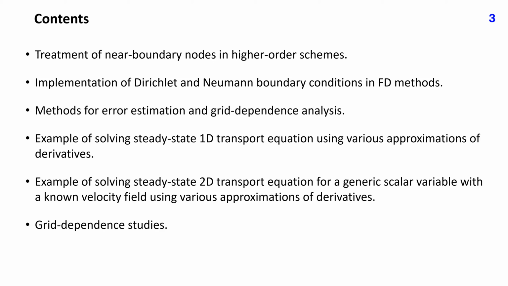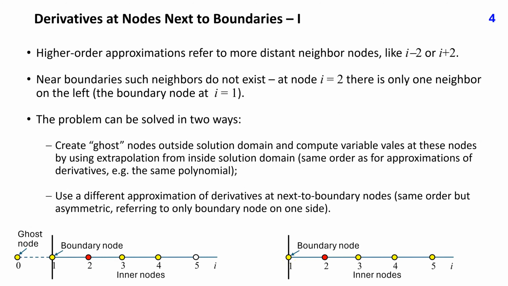Grid dependence studies were performed with schemes of orders from first to fourth, also with schemes of different order applied to convection and diffusion terms. Higher order approximations refer to more distant neighbor nodes like I-2 and I+2. Such neighbors do not exist near boundaries. At grid node I equal 2, there is only one neighbor node to the left, the boundary node I equal 1, as shown in this figure.